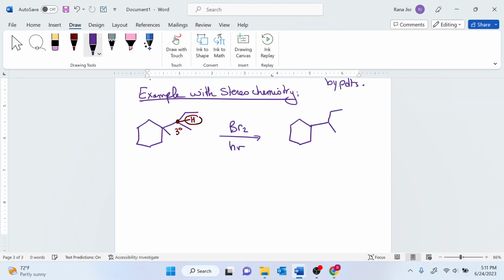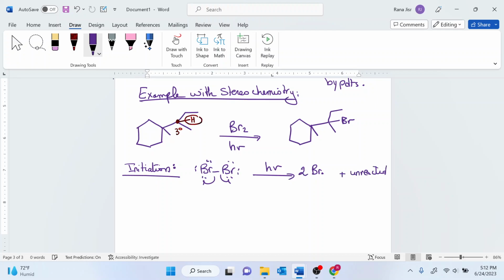However, my product is a potential chiral center. So let's go ahead and write it for now as a bromine in there, and consider the mechanism of the reaction. So with the initiation, I'm going to start with the bromine, and bromine reacts with light. The sigma bond is broken, and you're going to form your reactive free radical, two of those, plus unreacted bromine.